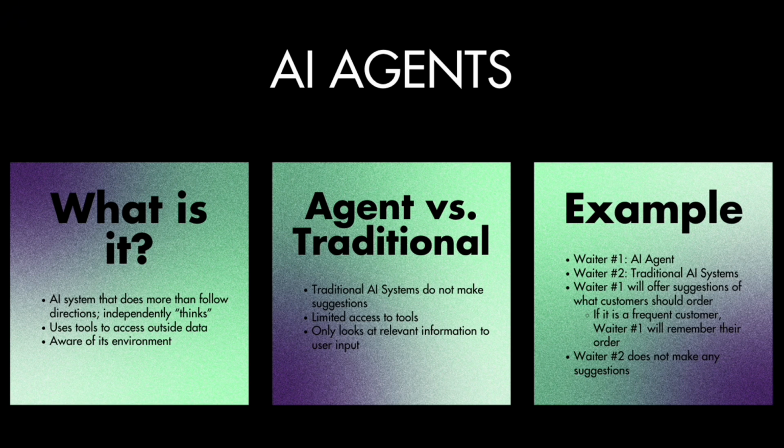For example, if it is cold outside, waiter number 1 might suggest to the customer to order hot soup to keep them warm. Or, if they recognize that they are a frequent customer, they will go back to old databases and might remember their past orders and ask if they would like to order again or something similar.